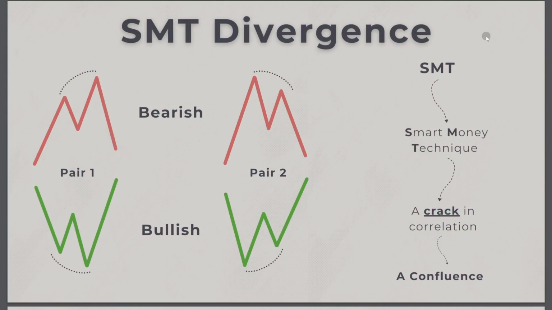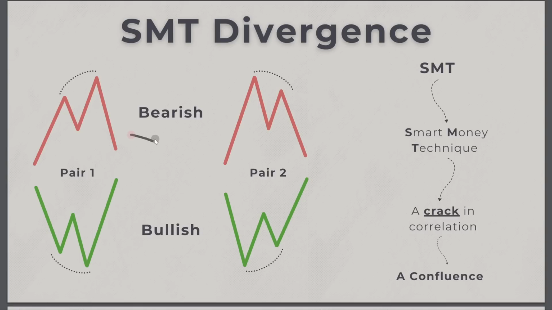Now, what is SMT divergence? SMT is short for smart money technique, so we have smart money technique divergence. Now, what is the SMT? We talked a lot about correlation, right? SMT is nothing but a crack in correlation. The correlation is not there anymore. There is something happening that is unusual, right? Especially, again, when taking a look at the higher time frame. And that's what we're going to discuss in the examples.